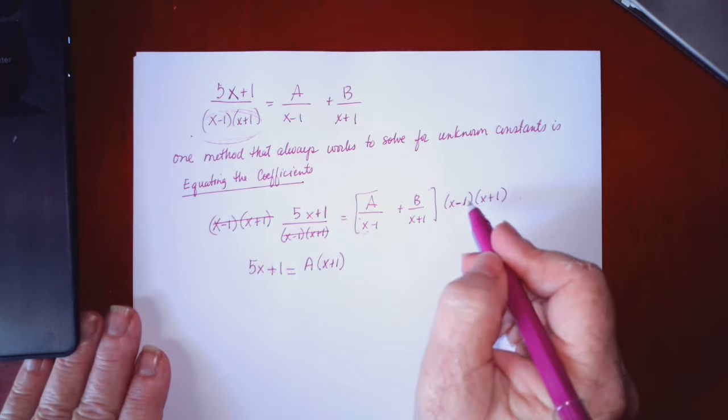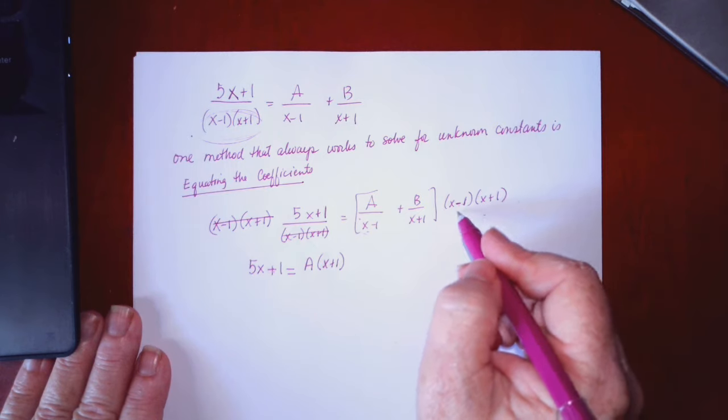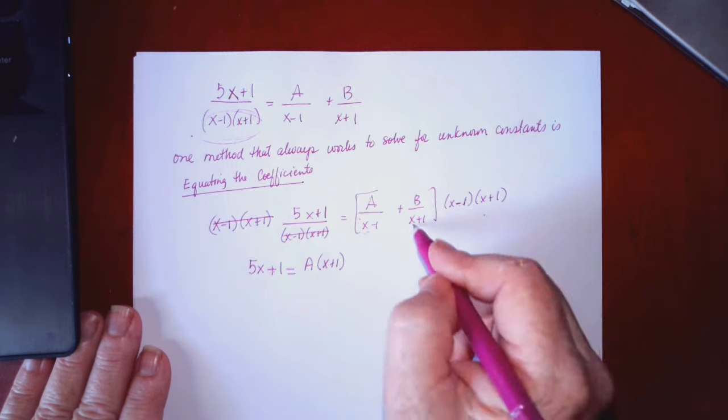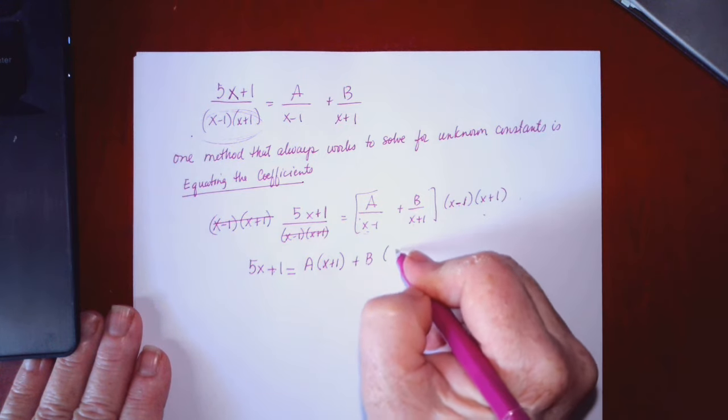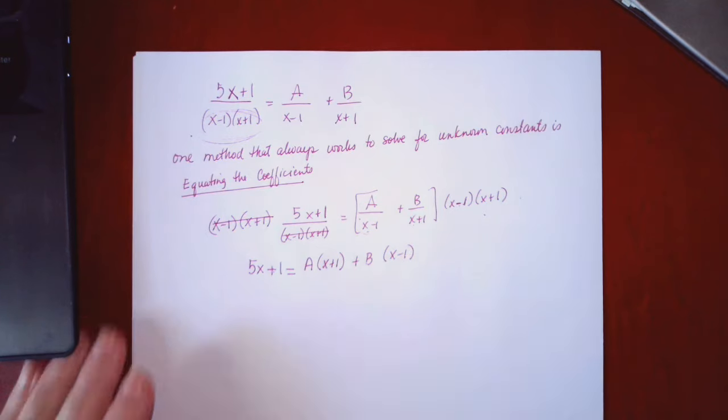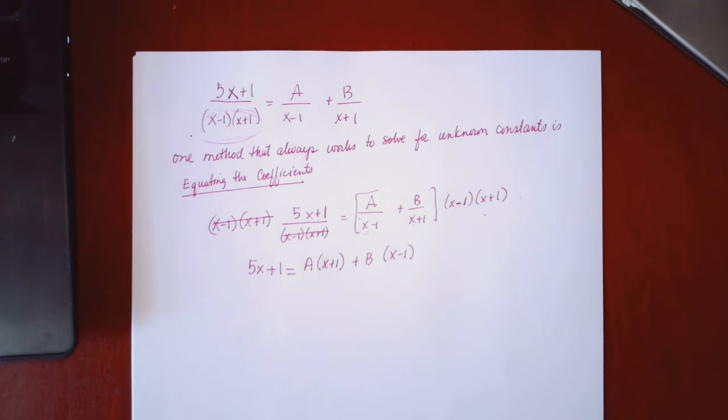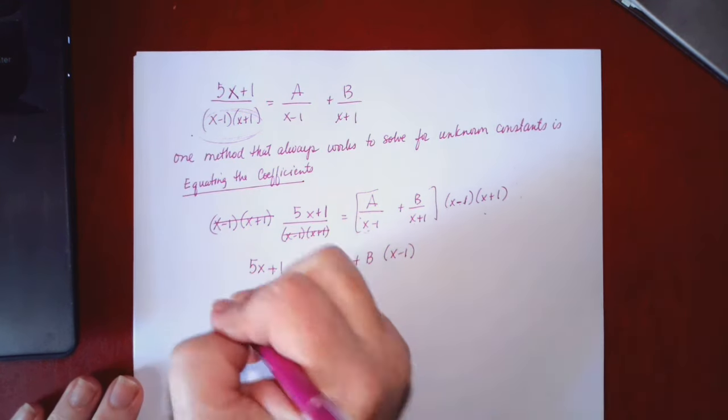When I multiply this fraction times the x minus 1 times x plus 1, the x plus 1's cancel, and we have plus b times x minus 1. Now, I only have one equation at this point, but I need to solve for A and for B. So what we're going to do is regroup. We're going to regroup this where all the terms that are multiplied by x are together and all the terms that are constant are together.